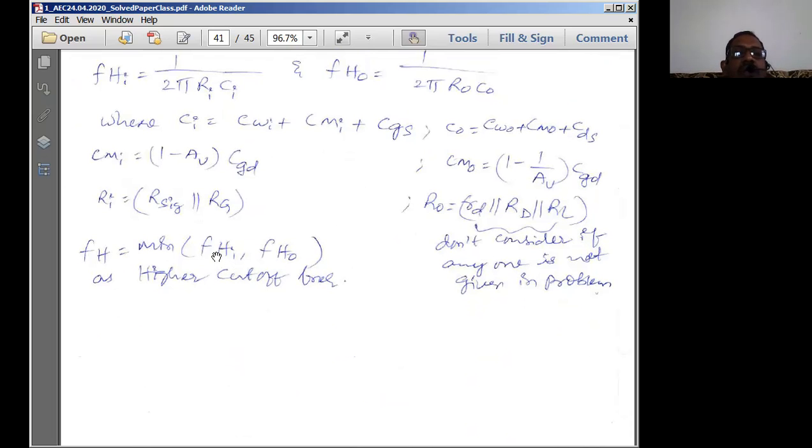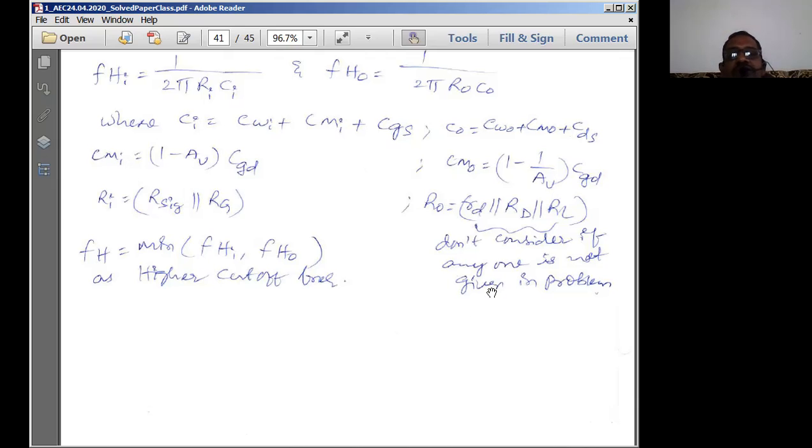Thereby we get the higher cutoff frequency due to the input circuit and the higher cutoff frequency due to the output circuit, and the minimum among these two is taken as the higher cutoff frequency of the amplifier circuit. So this is the upper cutoff frequency analysis of the FET amplifier circuit. With this we can find out the upper cutoff frequency and lower cutoff frequency. Once you know these two, you can easily draw the frequency response curve of the FET amplifier.